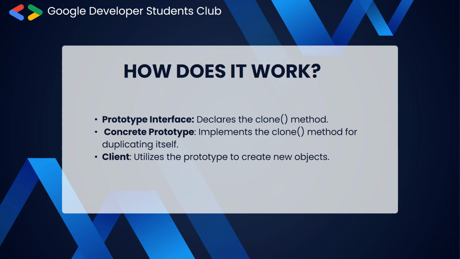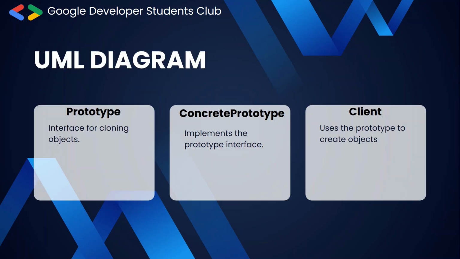You don't need to create another one. Just duplicate your object. But the last one is the client, which initializes the prototype to create new objects. Of course, the client will initialize the prototype to create another object or the new object in here.